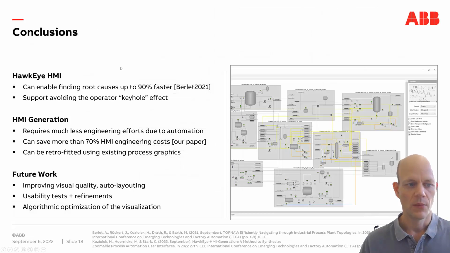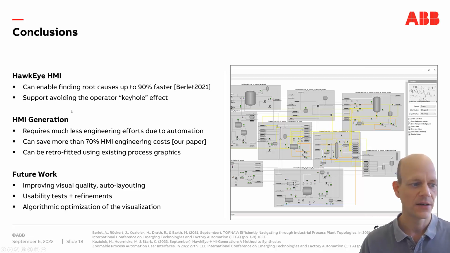To conclude, we have generated HawkEye HMIs. These HawkEye HMIs can enable finding root causes up to 90% faster. This was shown in a separate paper presented last year at the ETFA conference. They support avoiding the operator keyhole effect, so that the operator only focuses on a very specific screen area and gets lost in the navigation through the entire plant.